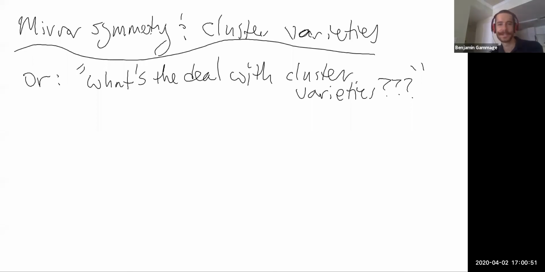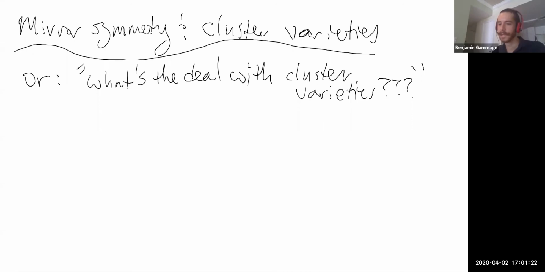The title is Mirror Symmetry and Cluster Varieties. And the subtitle here is What's the Deal with Cluster Varieties? So, I intend this to be an example-focused talk. Maybe if I have time at the end of the talk, I'll explain some of my personal research on cluster varieties, which is joint with Ian Lay, as I promised in the abstract.